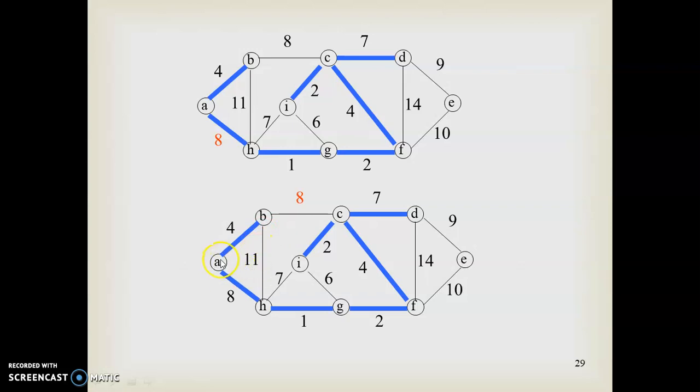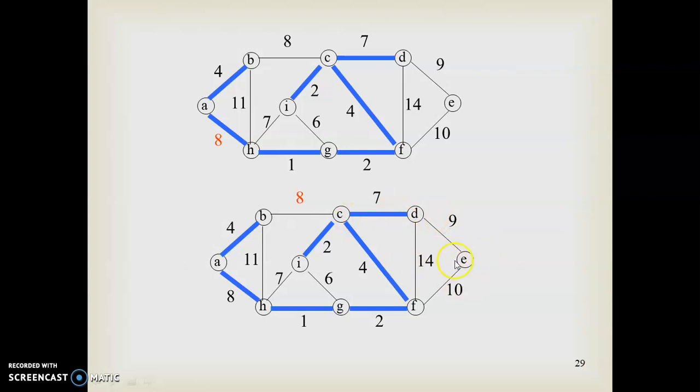So we will not include it. How is it a cycle? Because this one is not included, so it would be like this. This would be the cycle. That is why. Anyhow, it should not complete a cycle.